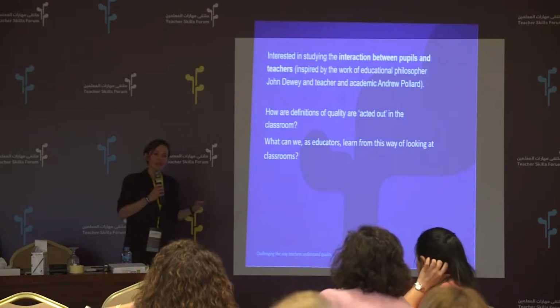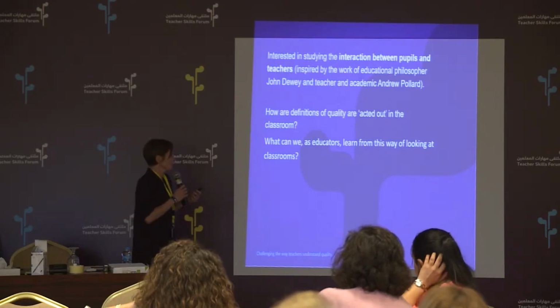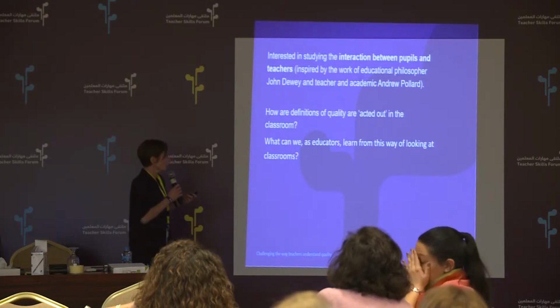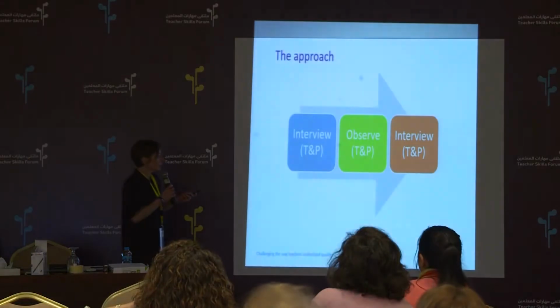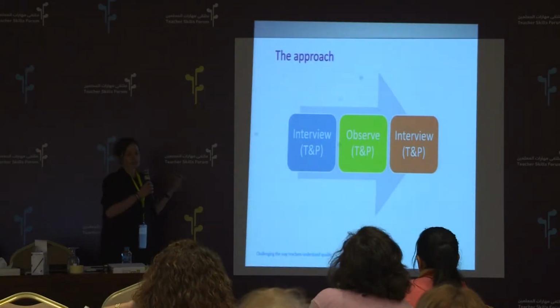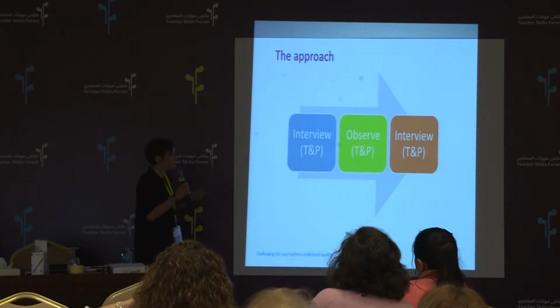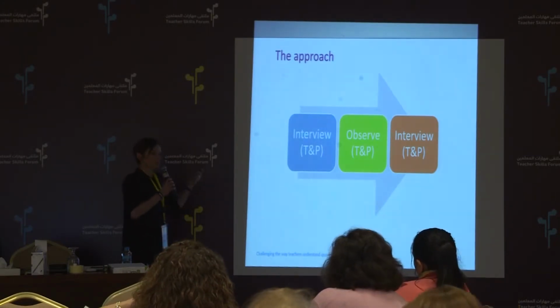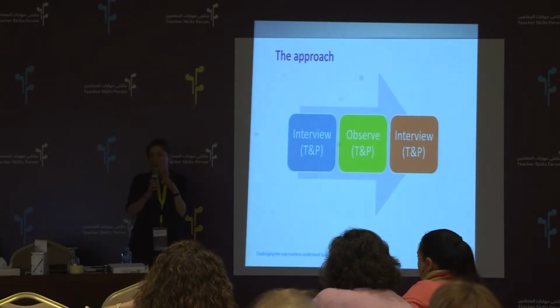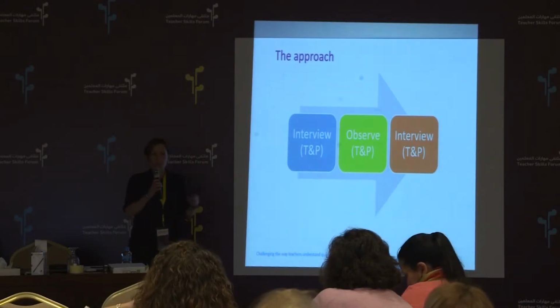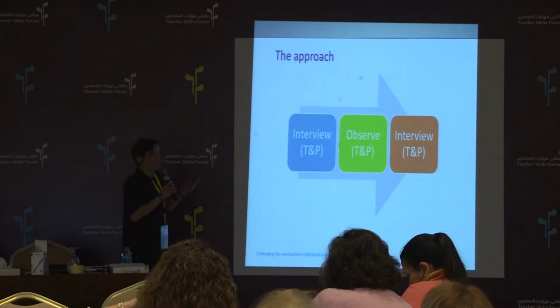And then talking about that with them afterwards and seeing if we can understand a bit more about it that way. So there's a bit of a process, I guess. So what I did, and perhaps what I'm suggesting that you might try, you don't have to, you can adapt this as you see fit, was talk to a teacher, talk to a pupil, ask them lots of questions about how they see quality, how they understand their classroom, ask them to think about one pupil and talk about the relationship with that individual, then to watch them.